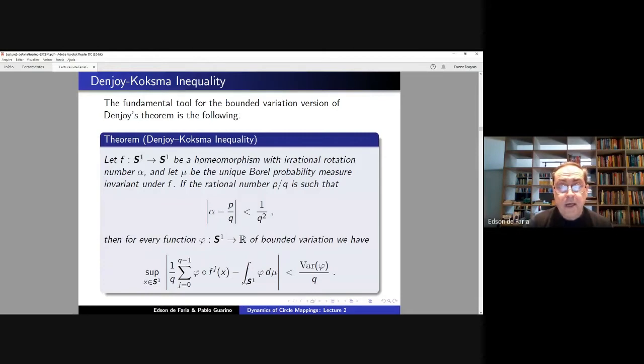up to time q, where q is the denominator of the rational number that you've picked, then the time average of phi up to time q differs from the space average, which is the integral of phi with respect to the invariant measure, by less than a constant divided by q. And this constant is just the variation of phi. And the inequality holds taking the supremum over all x, you still have this inequality.